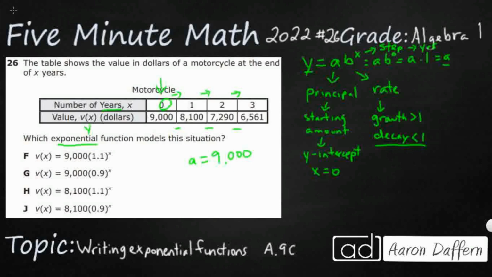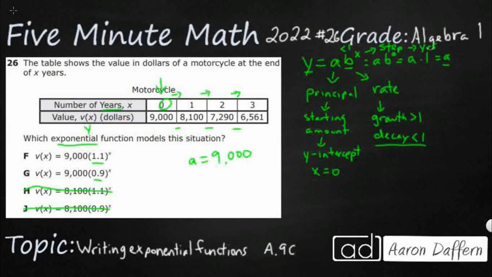Which means we're going to get rid of H and J as possible answers. We did say that this is a decay rate, which means this b term has got to be less than 1. Well, take a look. I've only got two options. G is looking pretty good, because that F would be a growth rate. It's greater than 1. Now, how can we know for sure?